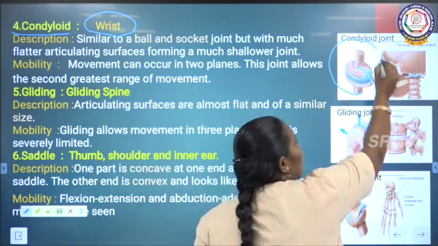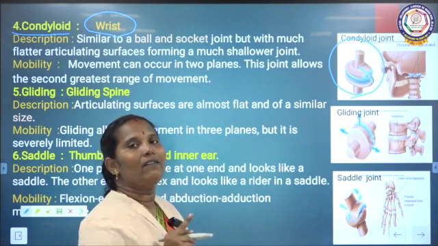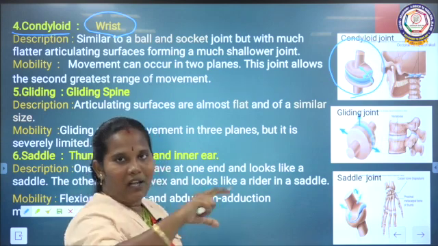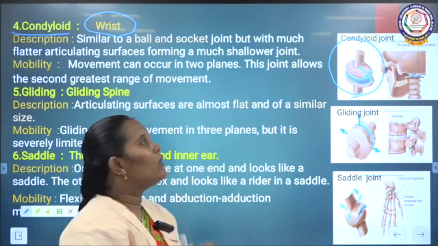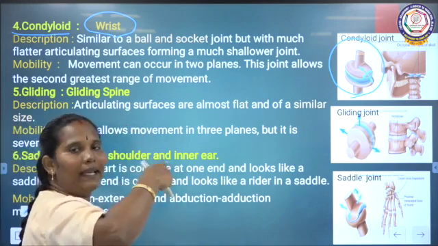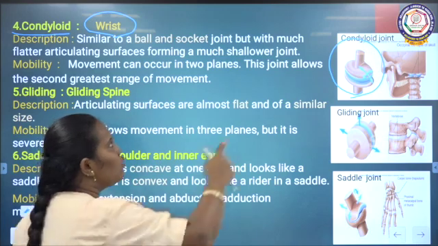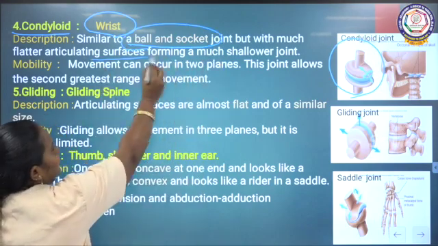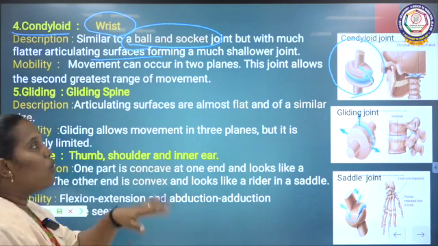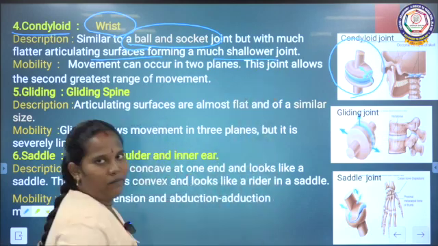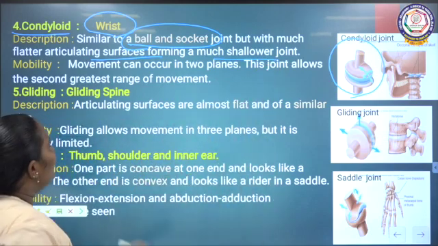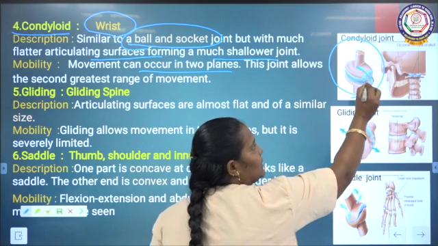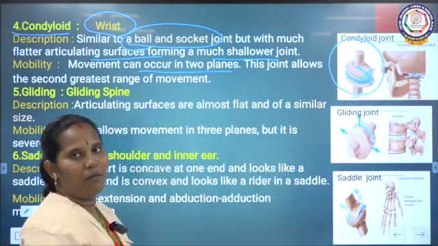See, it is also like a ball and socket joint, but there we saw that one end is ball-shaped, but here the surface of the area is much flatter. It makes a cup-shaped structure. So, it is one of the same type as the ball and socket, only the articulating surface is different, one is shallower, another one is broader. So, the movement can occur in two planes. You can see here, one is this side, another one is the opposite side. So, two planes of movement can occur here.